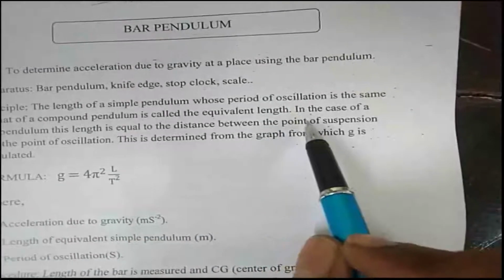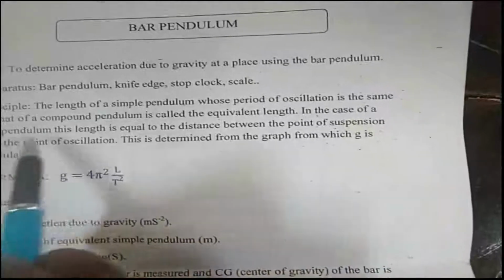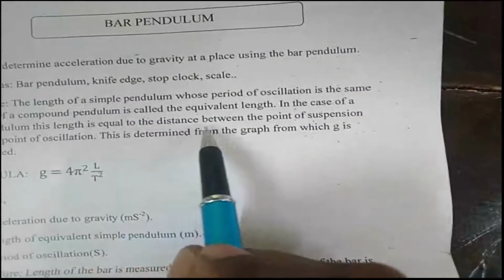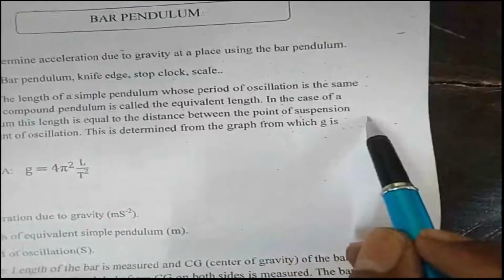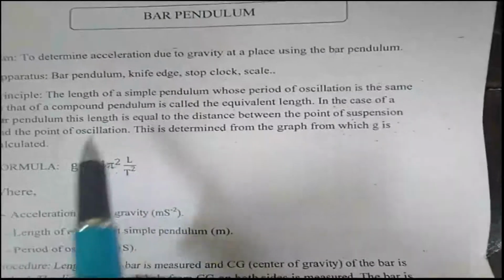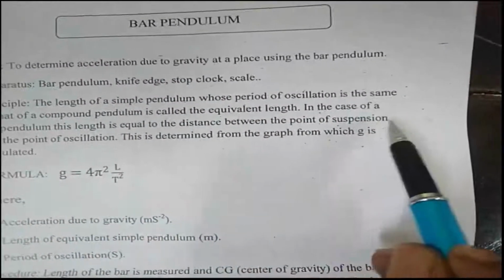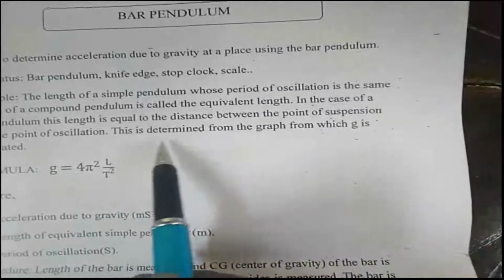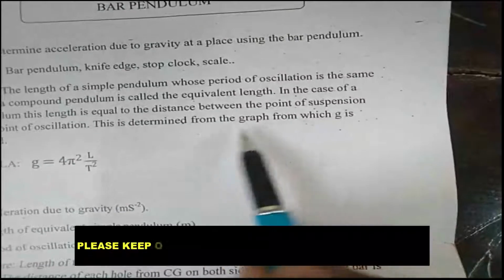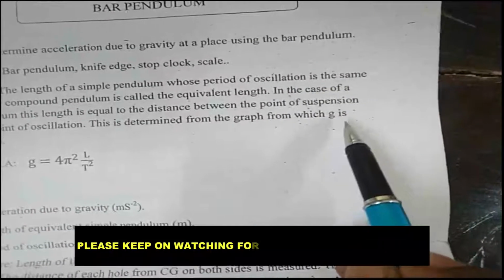So in this experiment, we are using the bar pendulum. Therefore, in the case of bar pendulum, that equivalent length is equal to the distance between the point of suspension and the point of oscillation. Okay. So we are finding the equivalent length using the bar pendulum by this method. To determine the equivalent length, the graph is used here. From the graph, we can find the equivalent length and find the value of G.